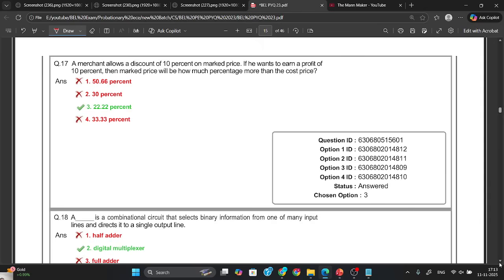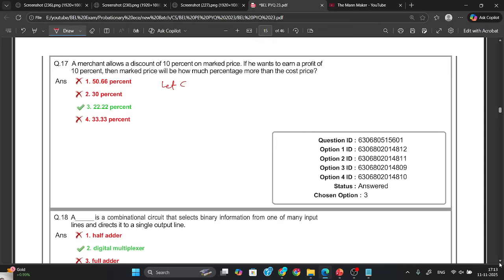Why they have given in technical part? All right. A merchant allows a discount of 10% of market price. If he wants to earn a profit of 10%, then the marked price will be how much percent more than the cost price? Okay, we'll solve this one also.